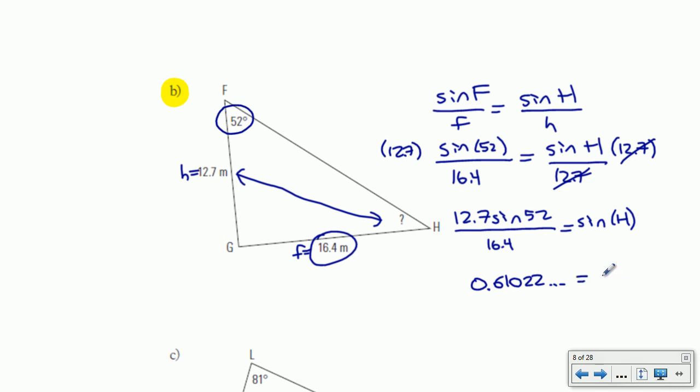And if we want to figure out what H is, we need to take the sine inverse of this number. So that really doesn't change from our right angle trig rules. We still need to use inverse trig functions to figure out an angle. So when we take sine inverse of this number, we get 37.6 degrees.